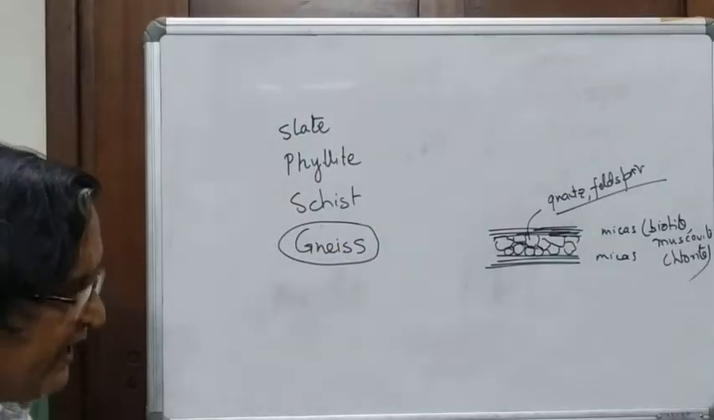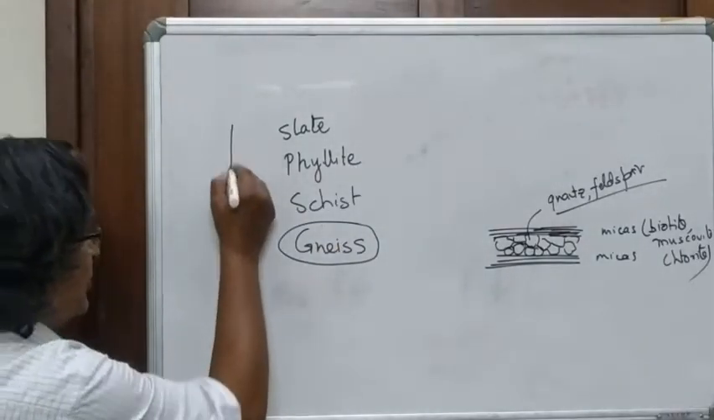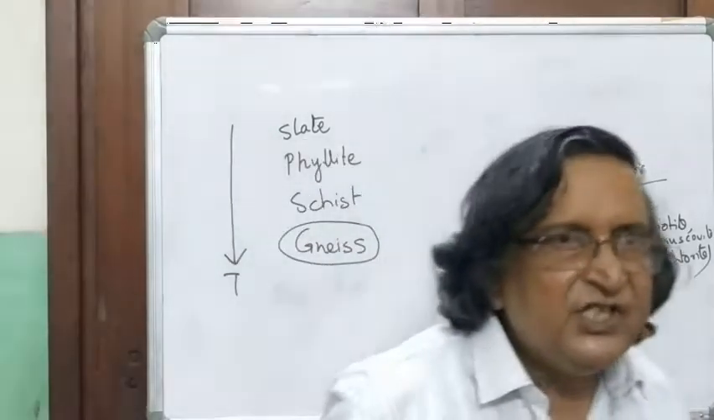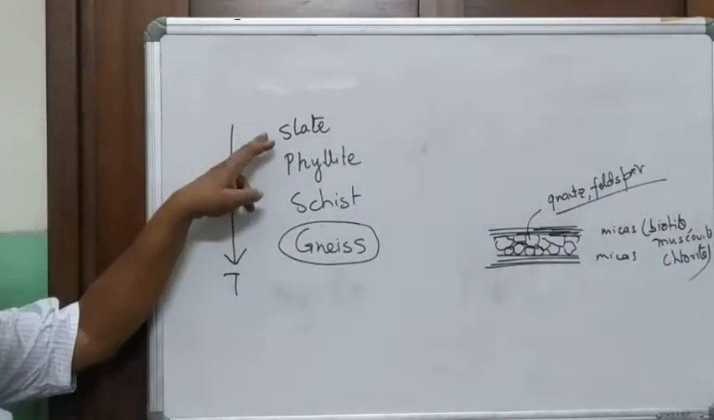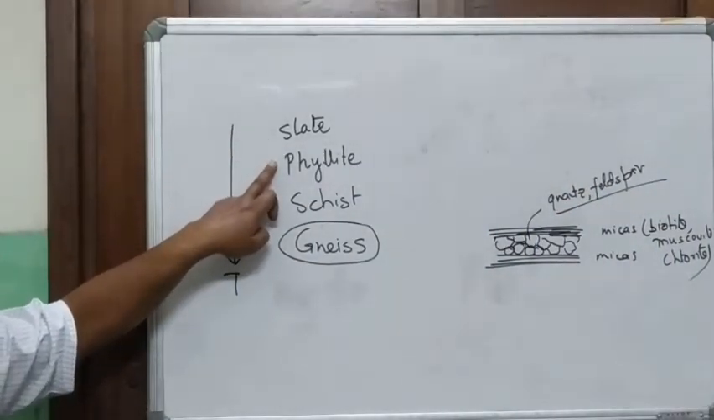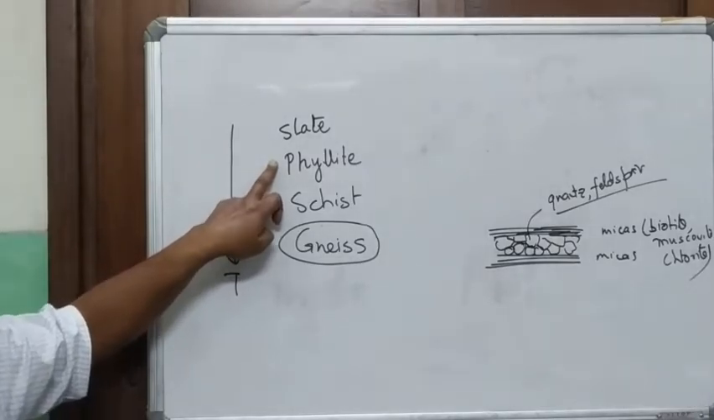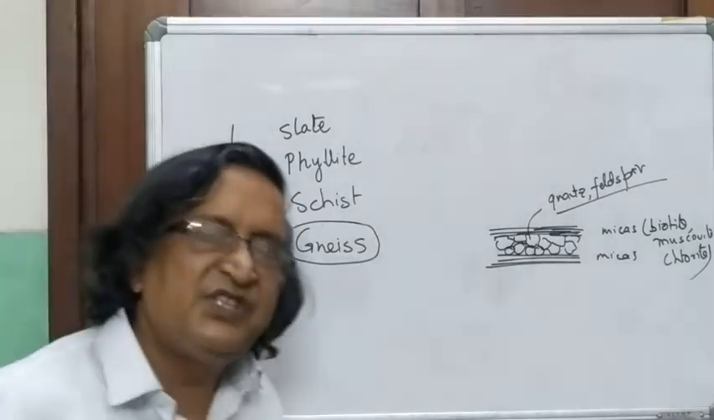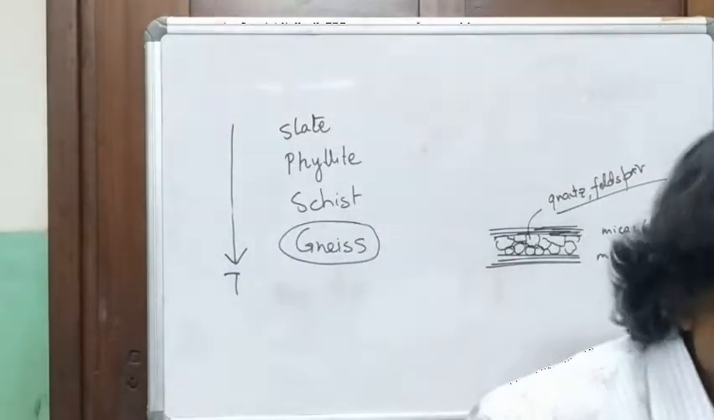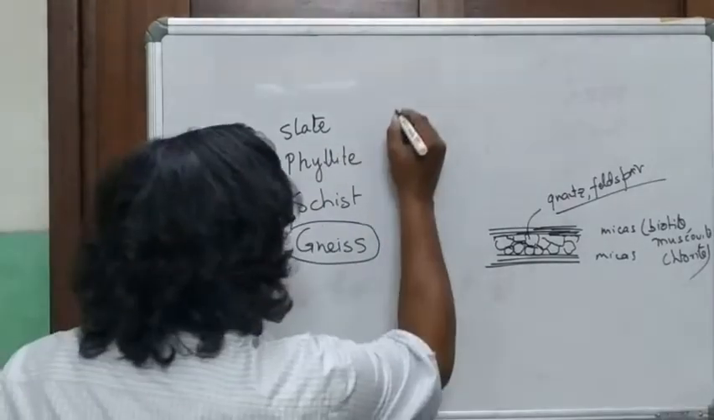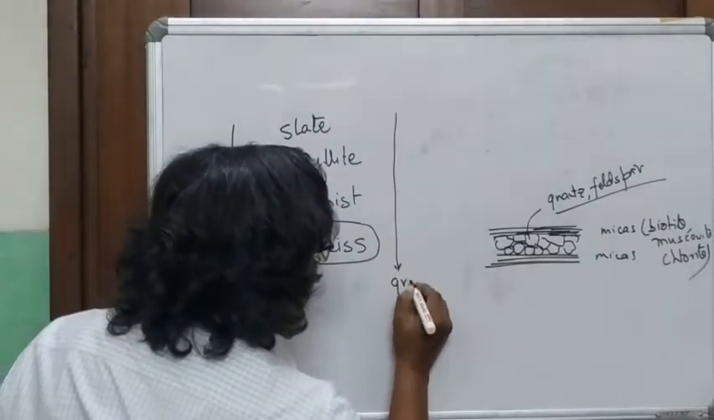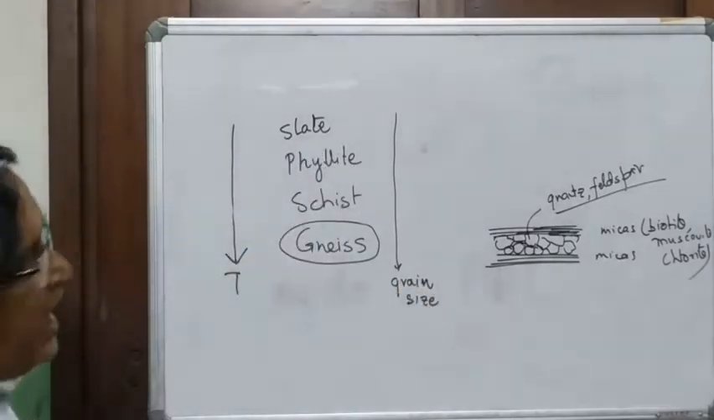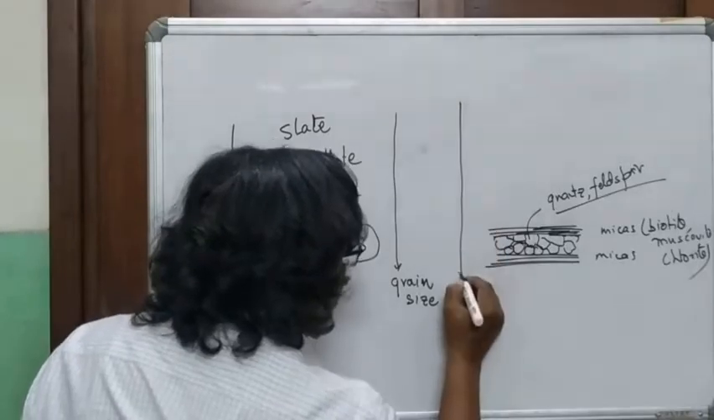Now, if I arrange the rocks in terms of temperature, then temperature increases this way. That means slates are low temperature rocks. Phyllites are rocks that form at slightly higher temperatures. Schists are still higher temperatures. And the highest temperature rocks are gneisses. In this direction, the grain size increases.